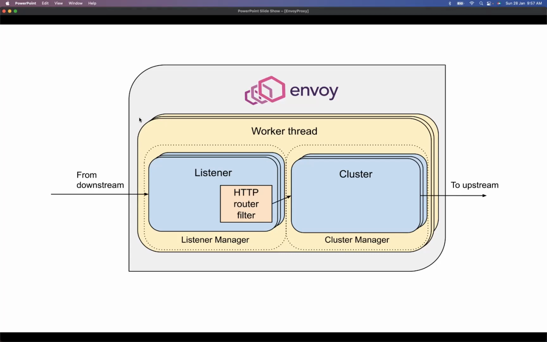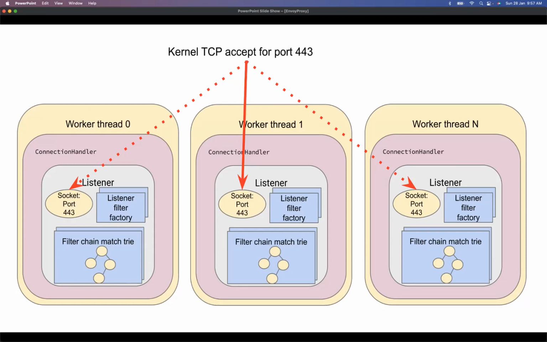So let's say we have a web server, and our Envoy is listening on port number 443, which is nothing but a TLS port. That means if Envoy has n number of worker threads, all of them will be listening on this particular port, 443. And based on kernel scheduling, whenever a connection comes to TCP port 443, it will go to one of these worker threads.